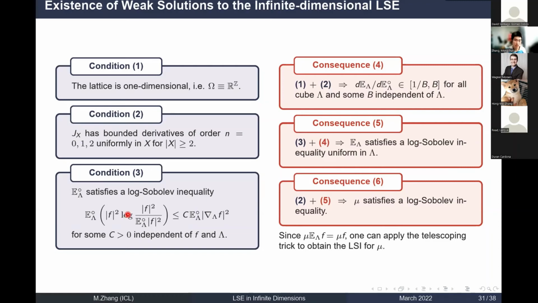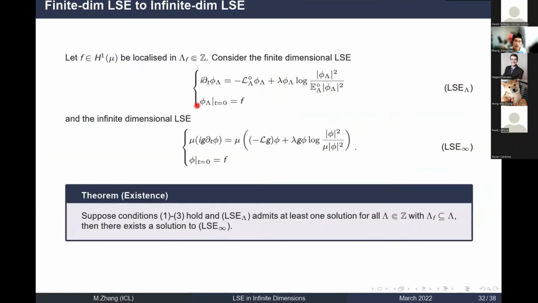So now, with all these conditions and all these consequences, we're finally ready to introduce the existence theorem, which is that if we have the finite-dimensional setup, LC lambda, as I introduced before, then we can use this to deduce the existence of the infinite-dimensional setup. The theorem goes like this: suppose 1, 2, 3 hold, and suppose every local system admits at least one solution, because otherwise things won't make sense. If these conditions hold, then there exists a weak solution or ultra weak solution to the LC infinity. So that's the main existence theorem.